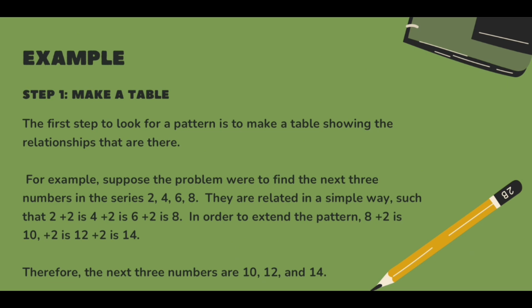They are related in a simple way, such that 2 plus 2 is 4, plus 2 is 6, plus 2 is 8. In order to extend the pattern, 8 plus 2 is 10, plus 2 is 12, plus 2 is 14. Therefore, the next three numbers are 10, 12, and 14.